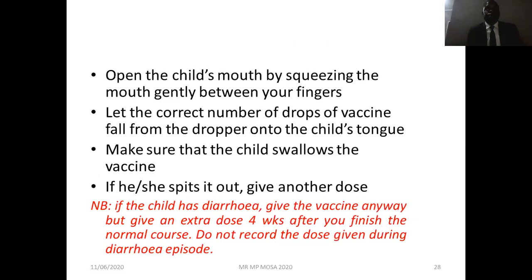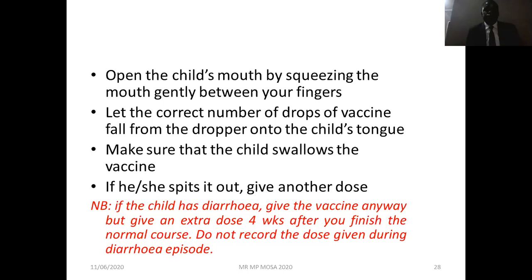Open the child's mouth by squeezing the mouth gently between your fingers. Let the correct number of drops of vaccine fall from the dropper onto the child's tongue. Make sure that the child swallows the vaccine. So you need to monitor that the child has swallowed the vaccine, because the whole purpose is to ensure that the child has received the oral polio vaccine.